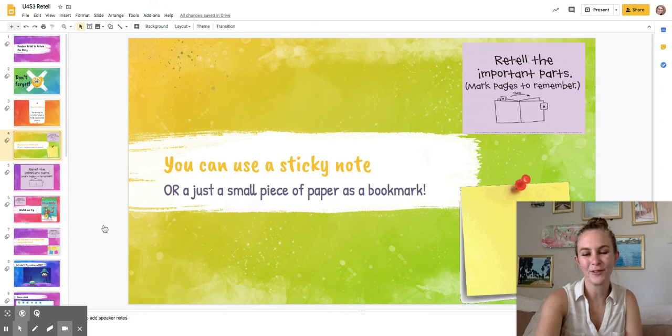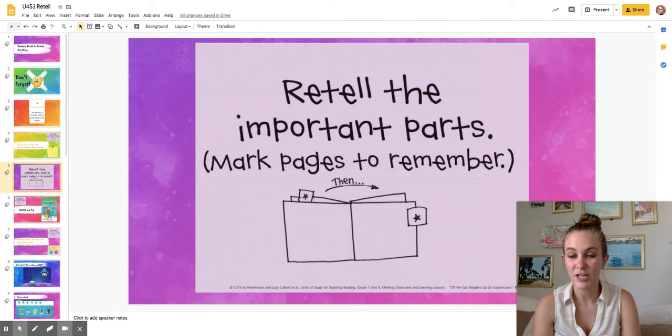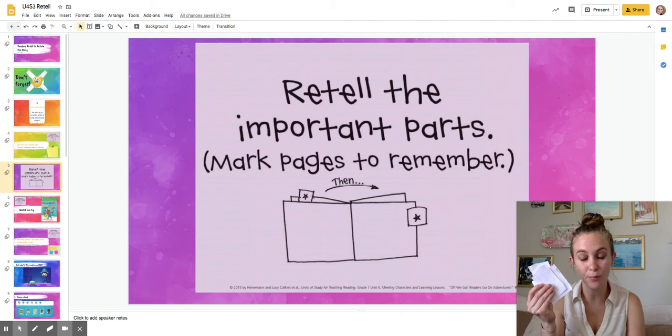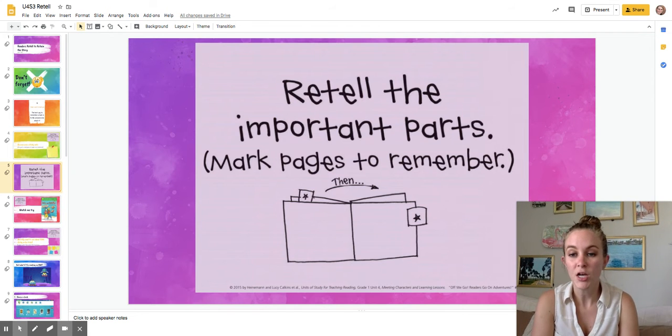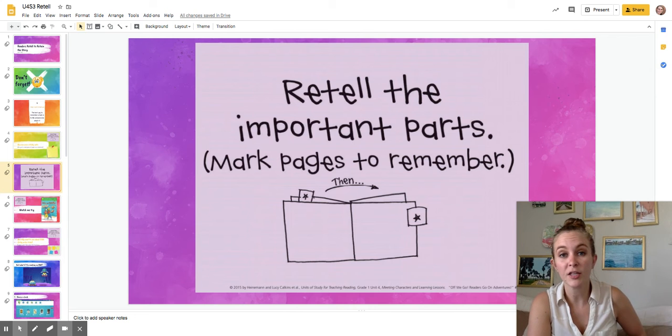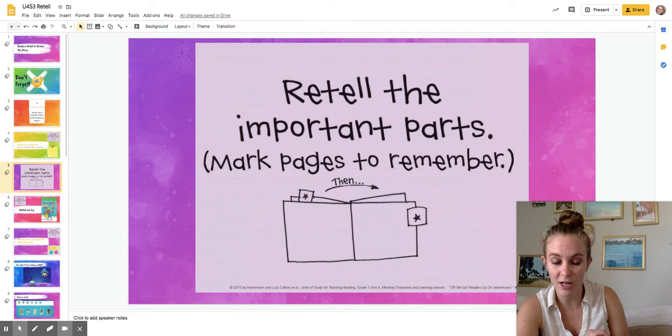Okay, so we're back with our things that we need. And when you retell the important parts, you're going to mark it with something like a bookmark or a sticky note because it's kind of like when you go on an adventure, like on a field trip or a vacation, a lot of times people come back and they tell their friends all about their adventure that they were on. And a lot of times using a photograph is something that they might use as a way to help them remember. It's kind of like looking at the picture that you took. You're like, oh, yeah, I remember this part was important to me. So I'm going to tell about it.